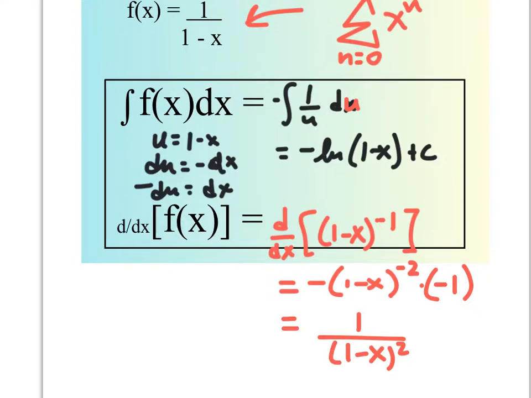So when I integrate negative 1 over u du, I get negative natural log of u, which is 1 minus x, plus c. So if I have the natural log of 1 minus x, or some form of it, I know I can get back to a power series using derivatives. Now if I take the derivative of f of x, I wrote it in power rule form, I would get the following using the chain rule. I would get 1 over the quantity 1 minus x squared. Alright, so let's see how we can use that on the next page.